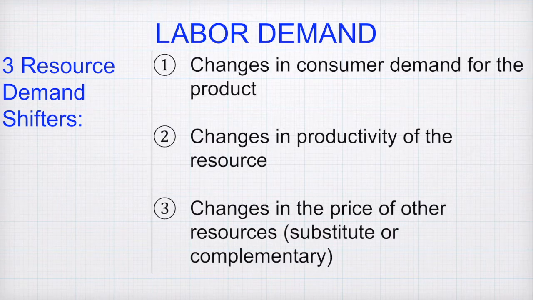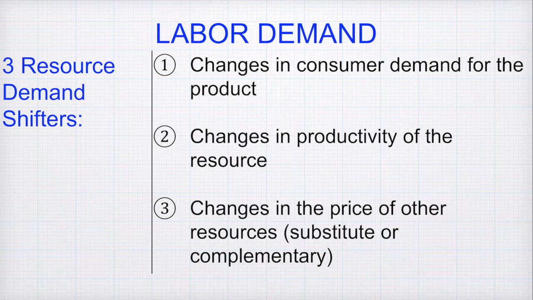And then the last thing that could shift labor demand is if there's a change in the cost of other related resources. So this isn't other goods. This isn't output. We're talking about other resources. So for example, what would affect the demand for labor? Well, it might be the cost of non-labor inputs, right?